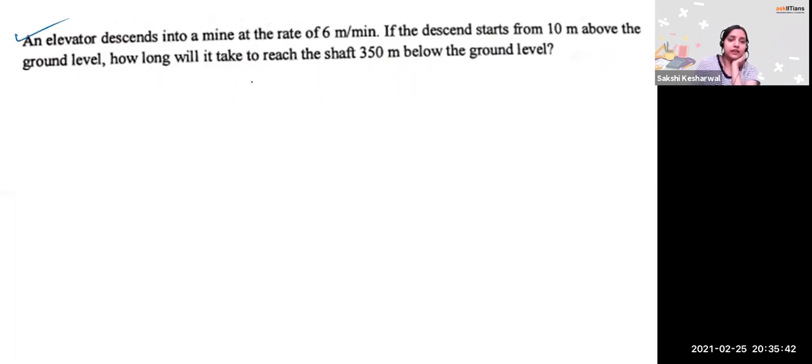It says that an elevator descends into a mine at the rate of 6 meter per minute, right? So this is the speed. This is your speed, right or not? So its speed is 6 meter per minute, right?